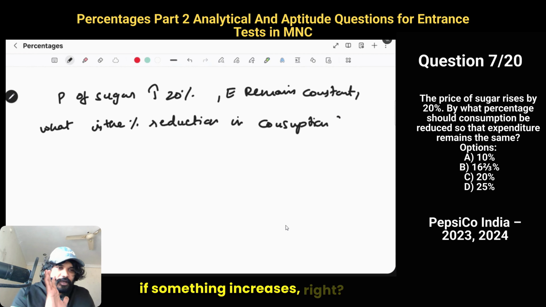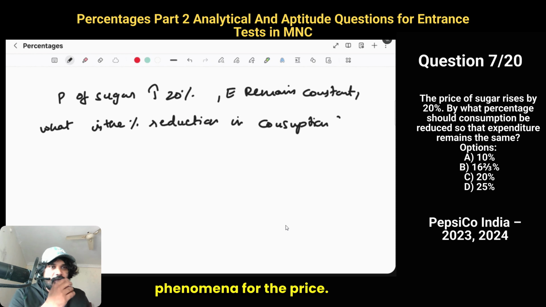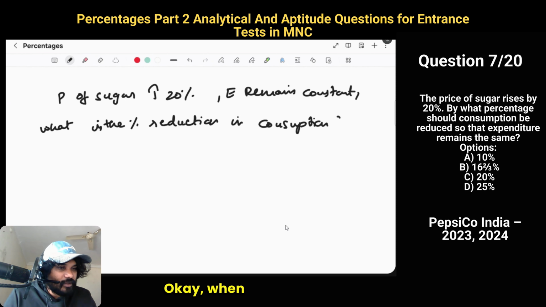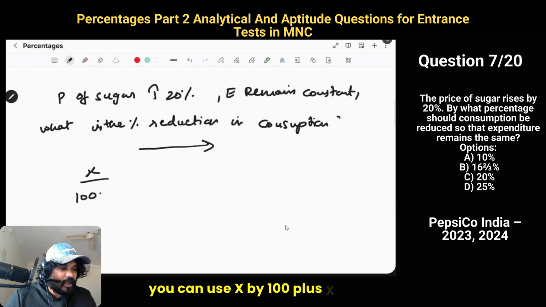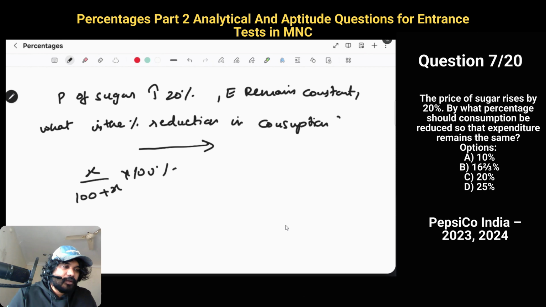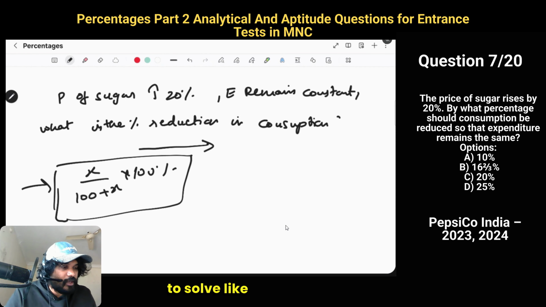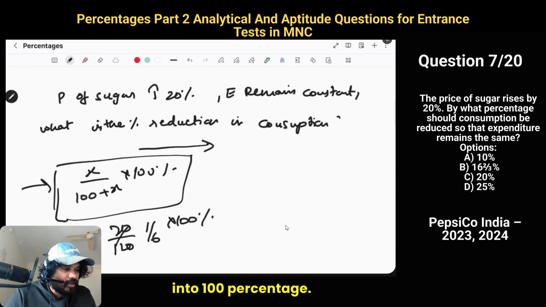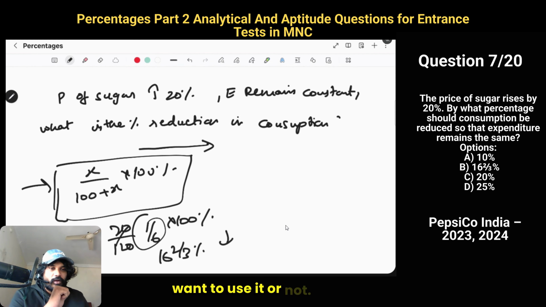If something increases, others should decrease, it is a natural phenomenon for the price. If the price increases, consumption decreases; price decreases, consumption increases. When these kinds of problems are asked, you can use x by 100 plus x into 100 percentage. This is the shortcut to solve, like 20 by 120, that is 1 by 6 into 100 percentage. 1 by 6 is 16 2 by 3 percentage reduction. This is a shortcut, but it's up to you if you want to use it or not.